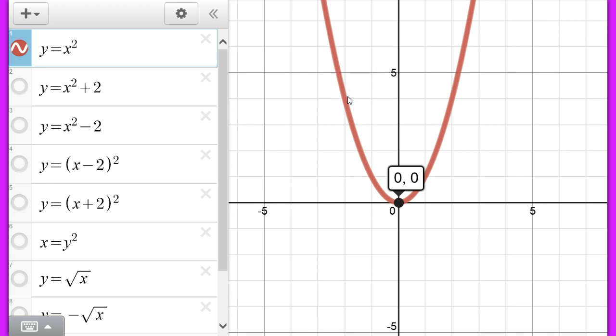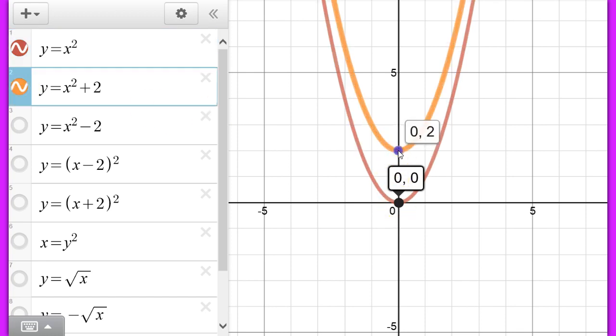Now if I add 2 to this function, I'm going to highlight line 2. So here in orange, I have the graph of x squared plus 2. Notice that everything gets shifted up 2 units. So here's the vertex of that quadratic at 0, 2. But I still have all the same points intact. If I go to the right 1 and up 1, I should be at 1, 3.